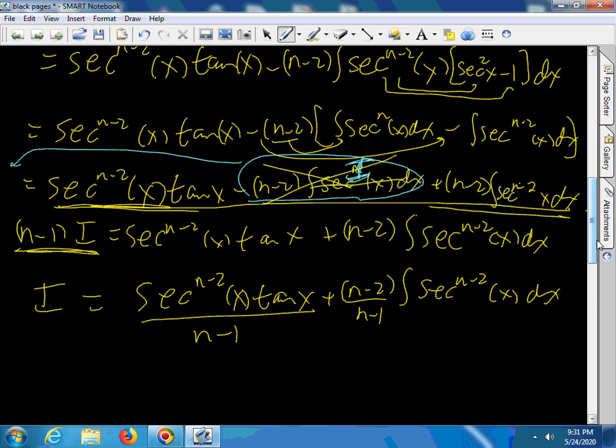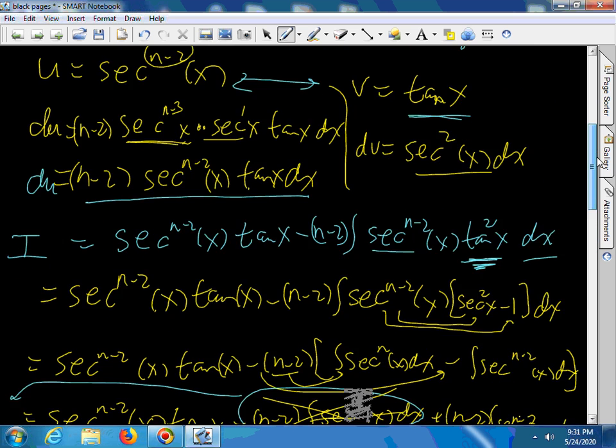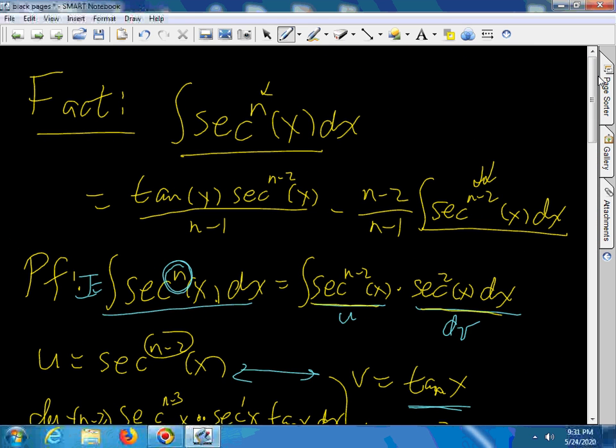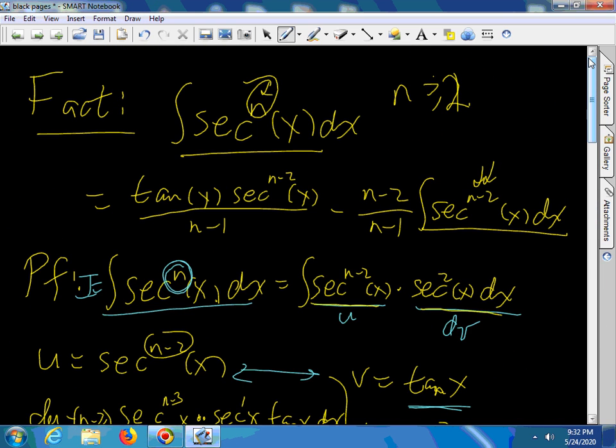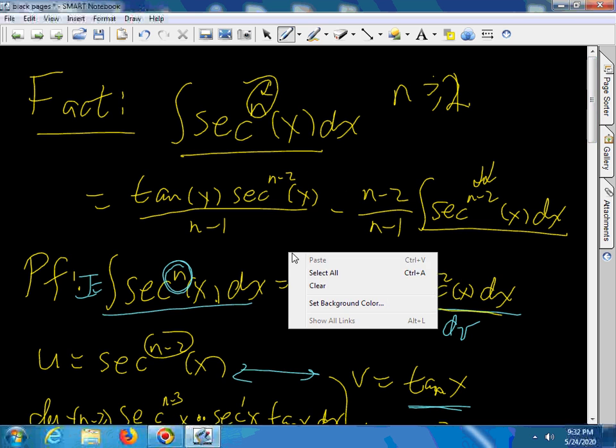So n can't be 1. But here, n cannot be 1. That is, n is equal to 2 or bigger. Now, if n was 1, you just have the integral of secant of x raised to the first power, which you don't have to deal with, and we're supposed to know the integral of secant of x. Okay, so sorry about that. So this completes this video.